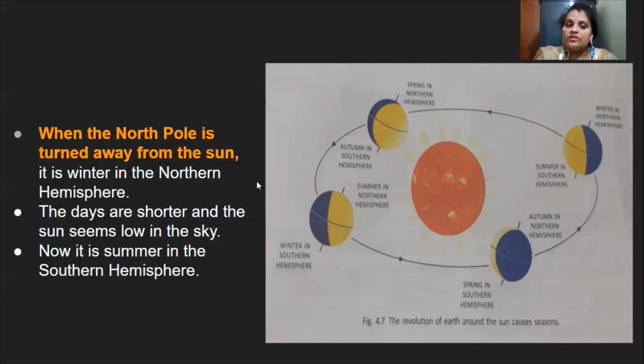It is winter in the northern hemisphere. The days are shorter and the sun seems low in the sky. Now the North Pole is turned away from the sun. So that is the reason why the sun's rays do not reach directly.